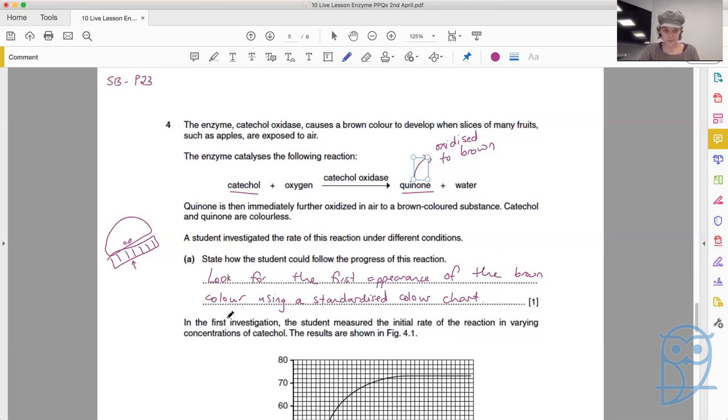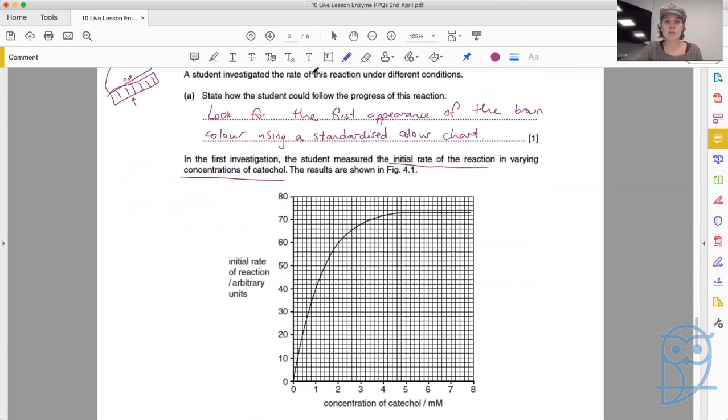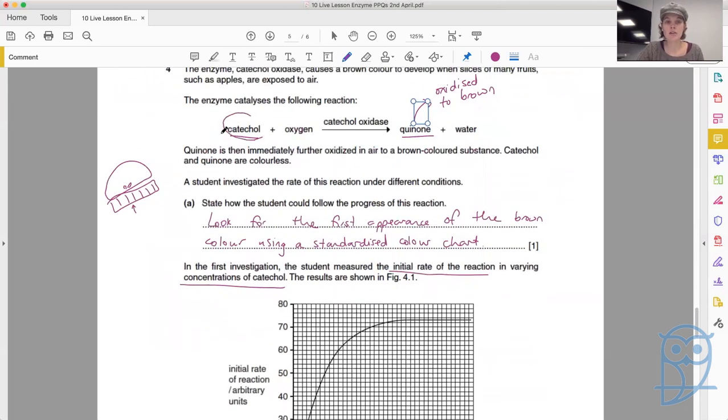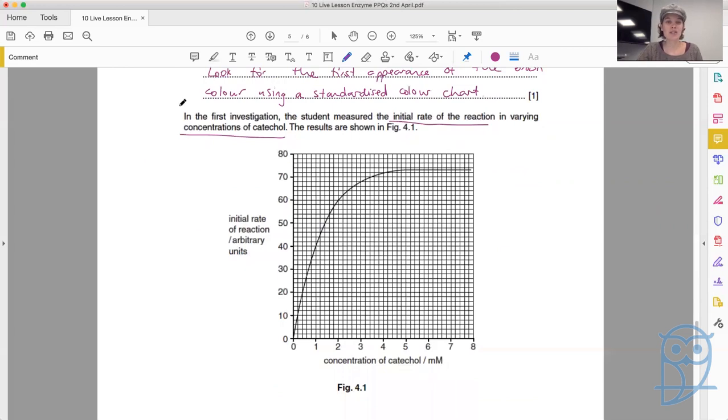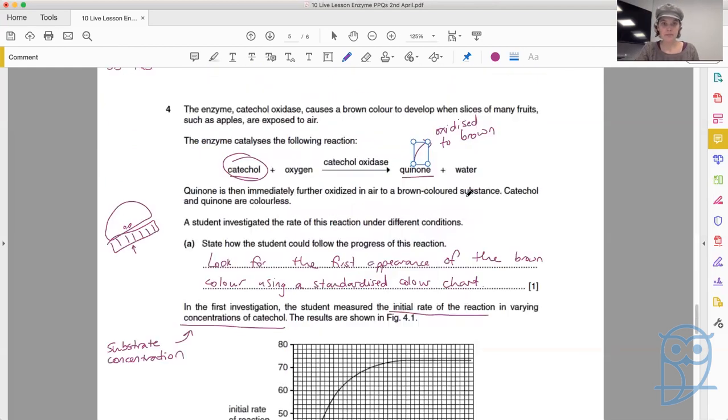Right, so in the first investigation, the student measured the initial rate of the reaction in varying concentrations of catechol. Catechol, remember, here is catechol. This is, again, substrate concentration. And look at this, it's our same classic graph. Initial rate of reaction against concentration of catechol, and up we go.